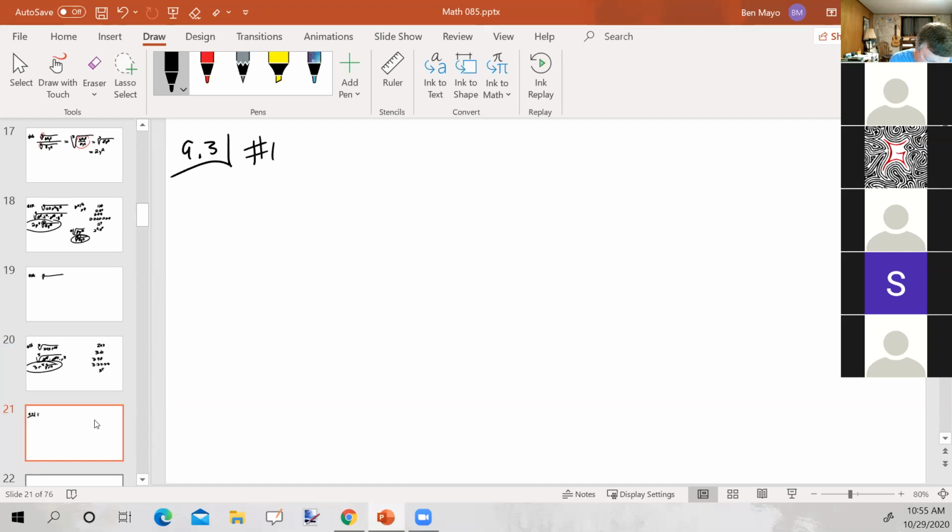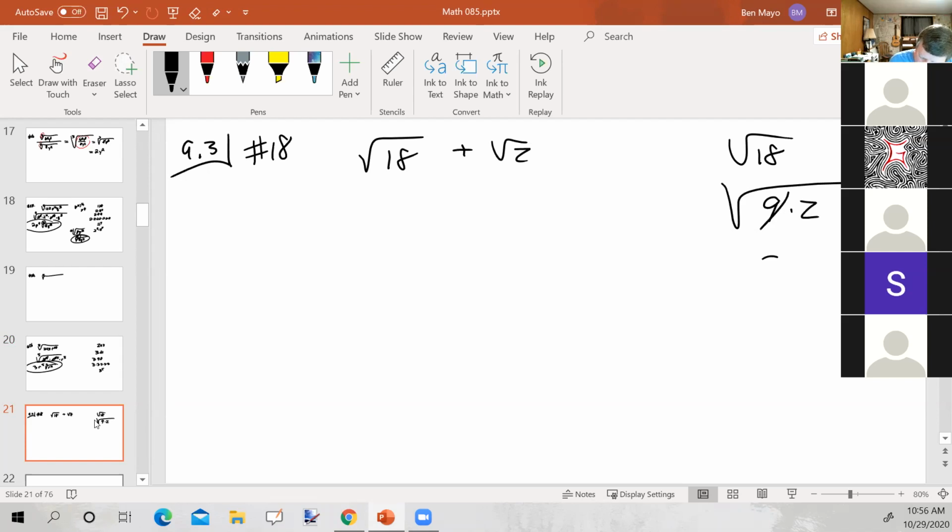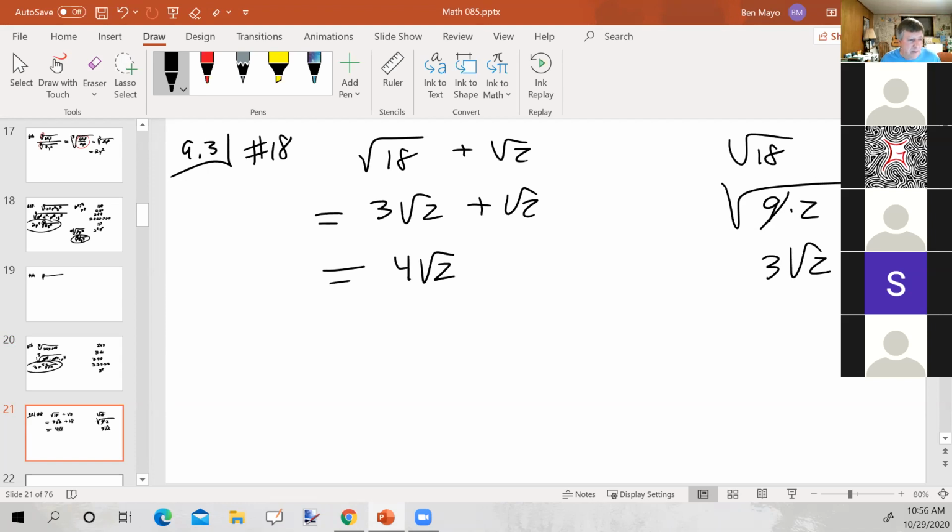So this is number 18. Simplify by combining like radicals. The square root of 18 plus the square root of 2. Well, the square root of 18 is the square root of 9 times 2, which is 3 square roots of 2. So we get 3 square roots of 2 plus the square root of 2, which is 4 square roots of 2. Okay with that? Yes.